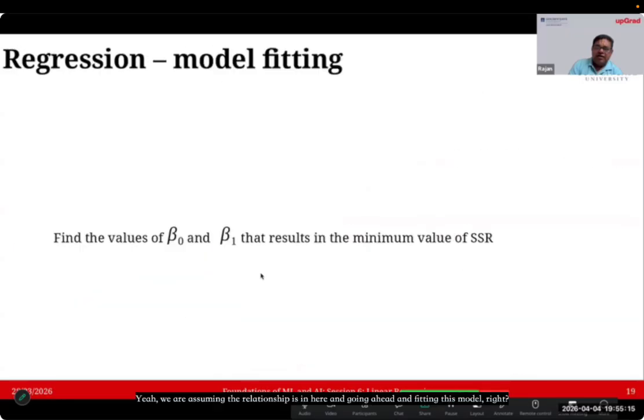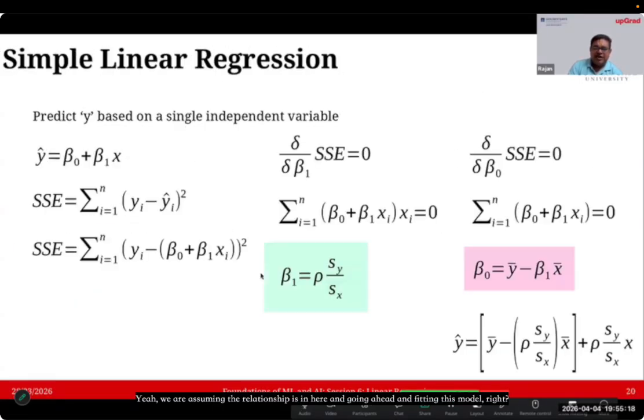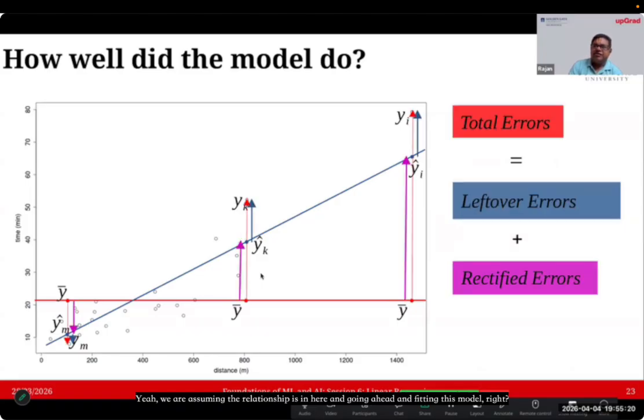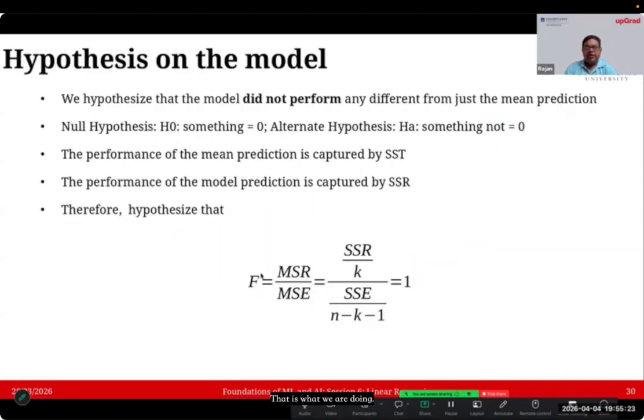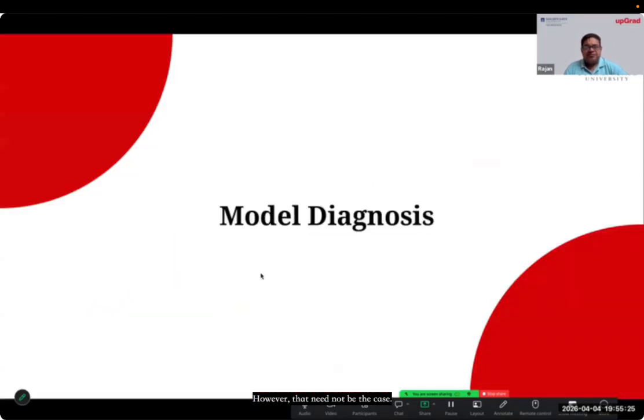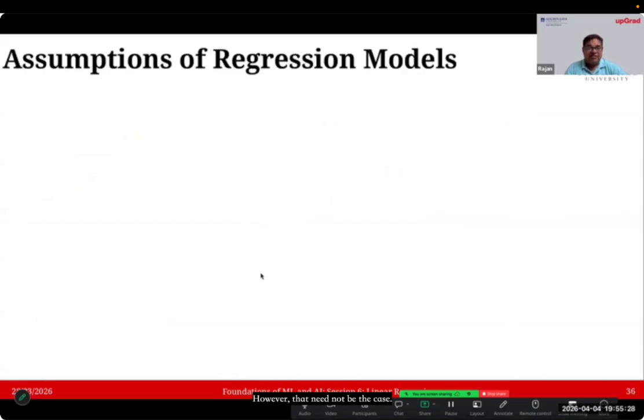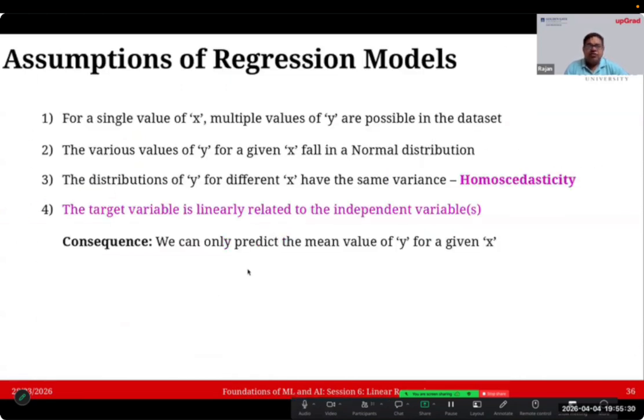They randomly select a few thousand or a few hundred, assuming the relationship is linear, send out these questionnaires, and go ahead fitting this model. And some people respond. However, that need not be the case. So we can only verify this question. This is the first one.